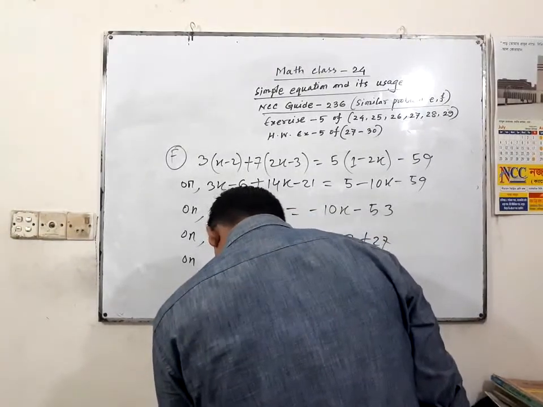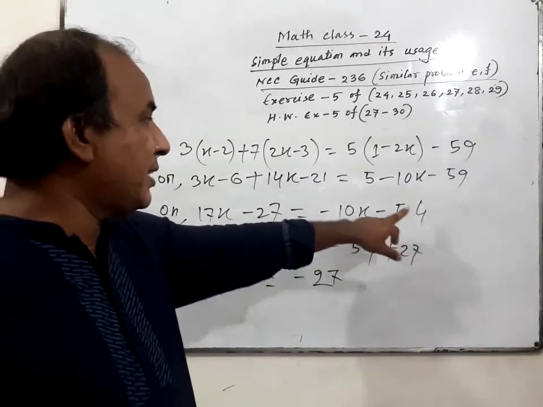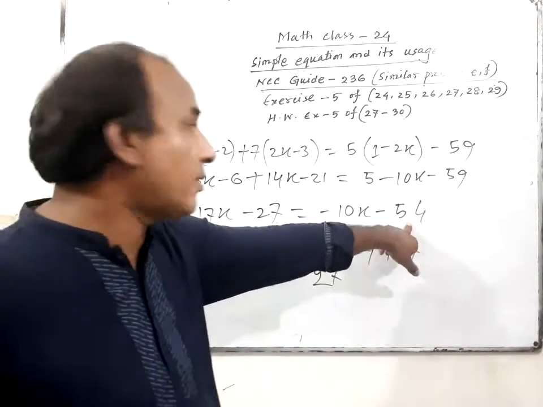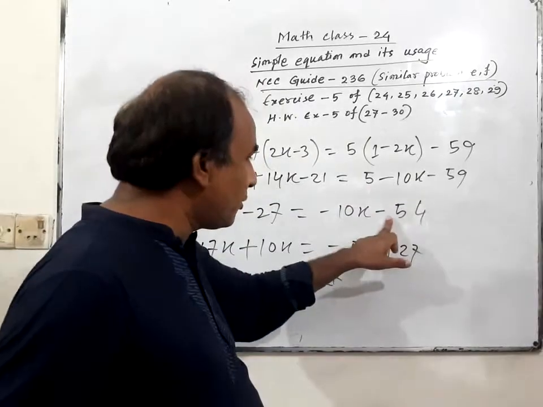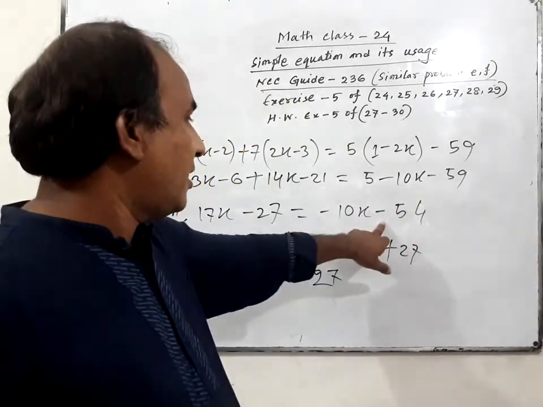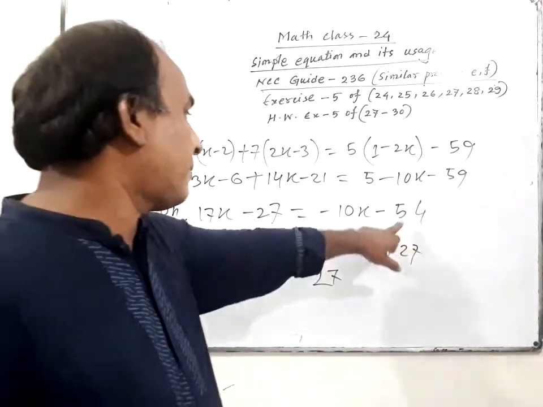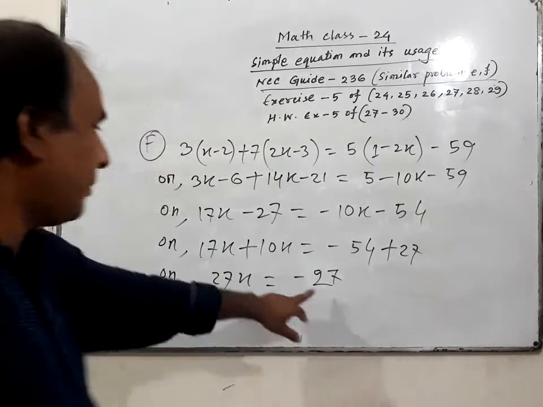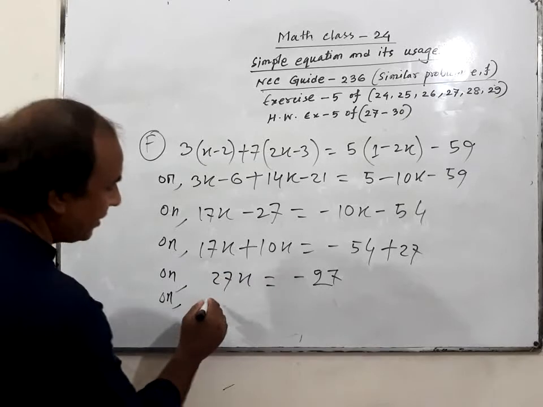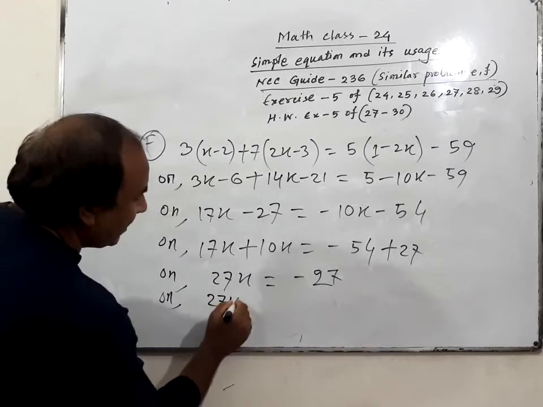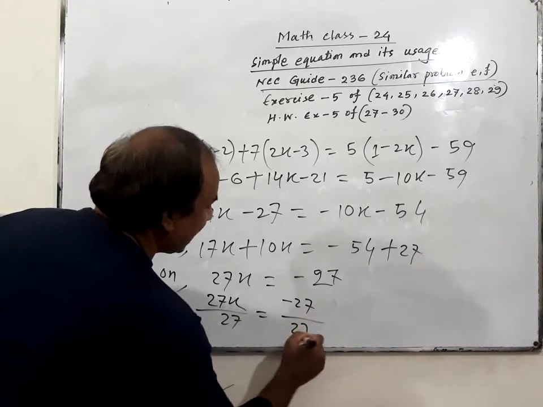Dear student, I have made a little bit of a mistake here in counting. 59 minus 59 and 5, it is going to 54. Before I have written 53, just 54, make it correct please. And 54 minus 27 is going to minus 27. Again it's the same way, 27 we have to divide by 27 on both sides.